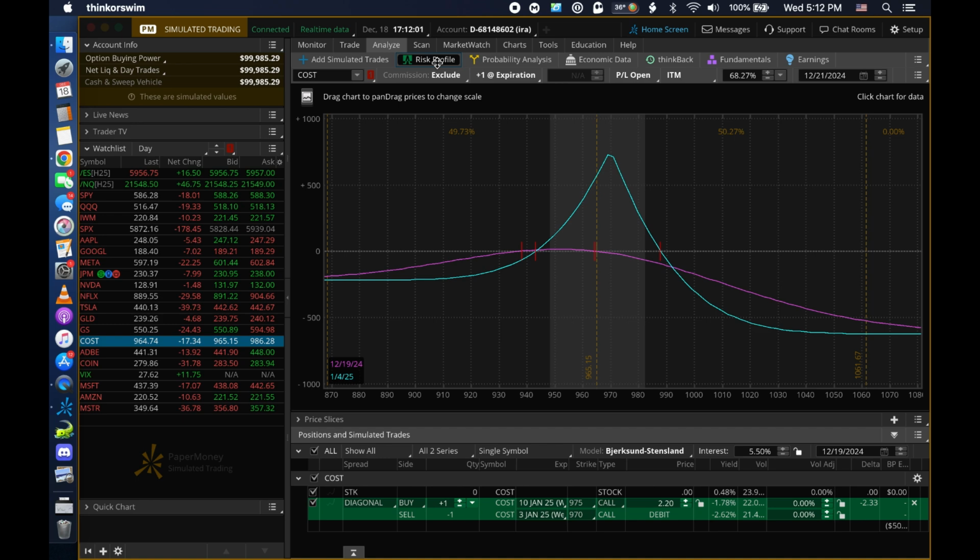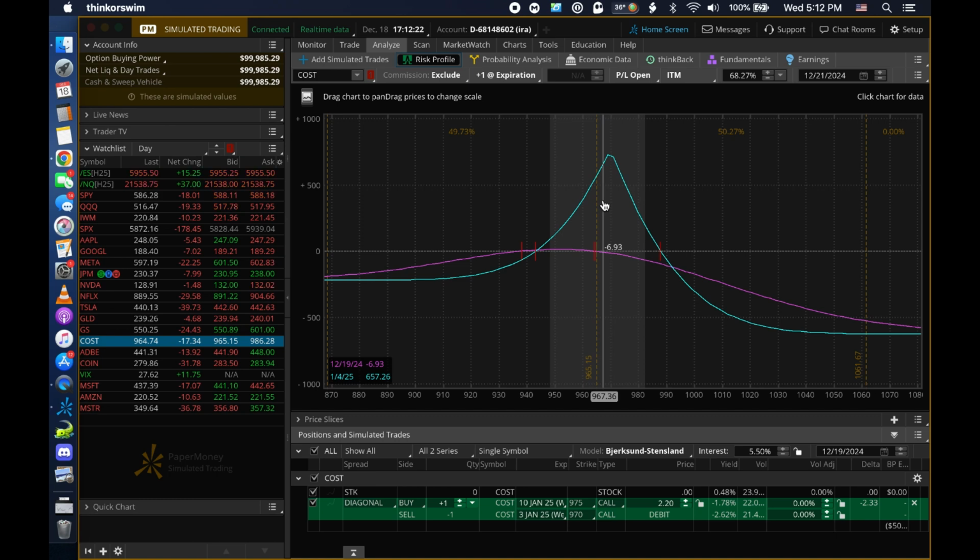You can see that we have a bit of a range here that we can accumulate profits in, and we want the stock to stay fairly neutral. We want it to stay in this structure here. So it's very similar to a calendar. However, we are actually reducing our cost basis over the calendar.